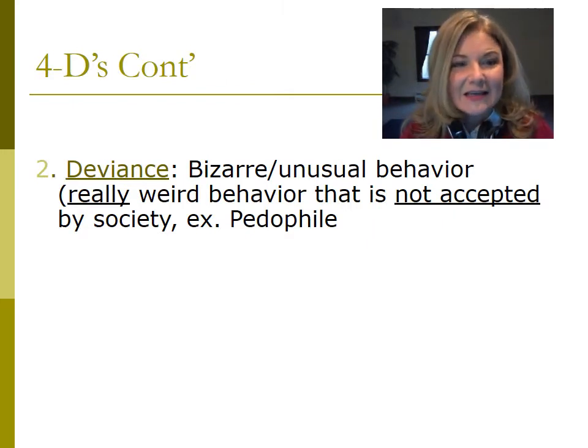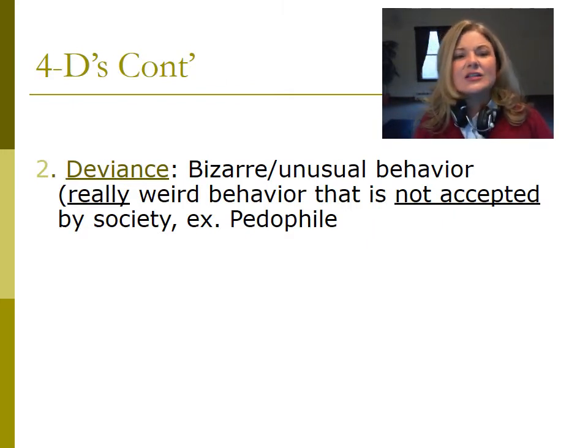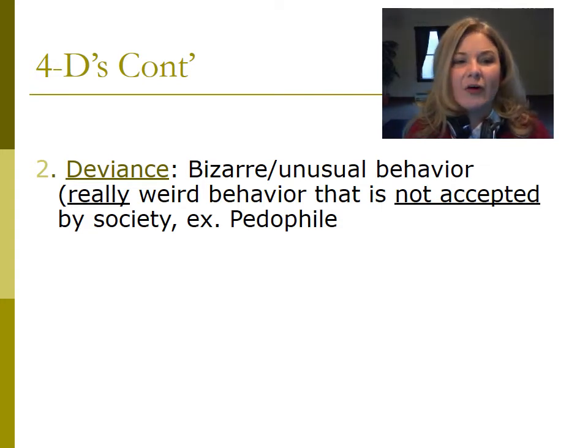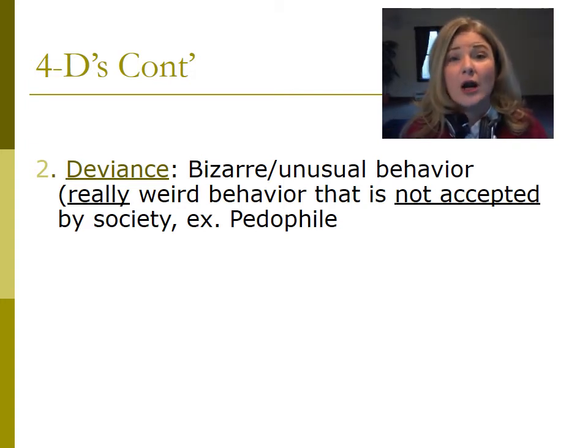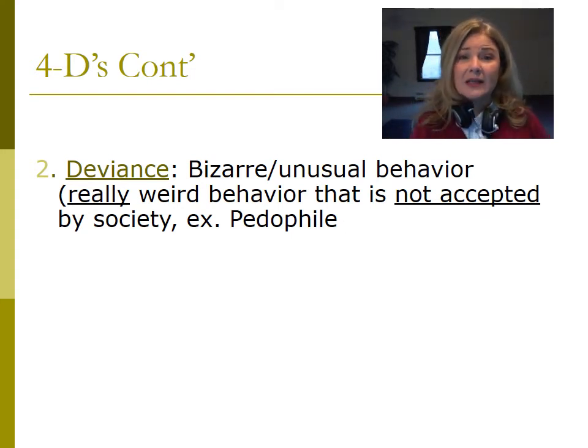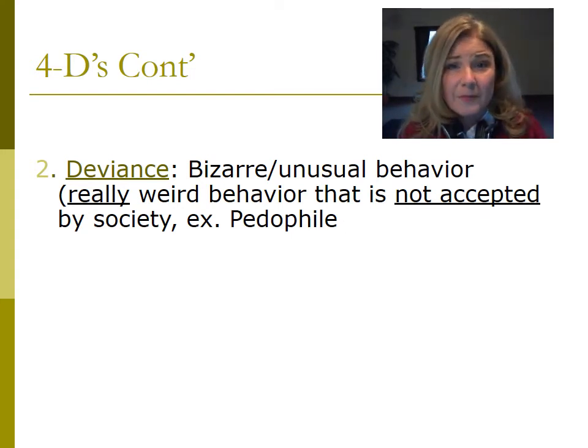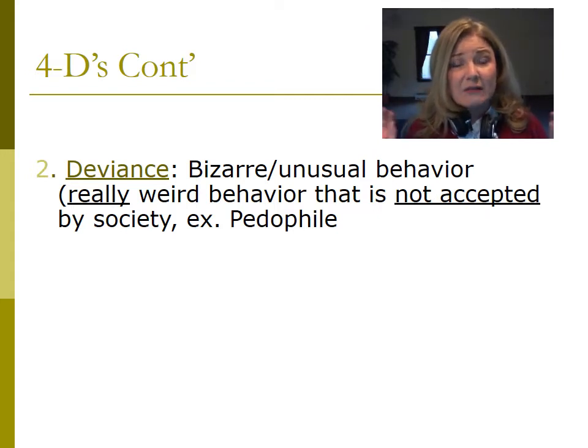The second D is deviance, and this has to do with bizarre or unusual behavior. This is such an important thing. If there's one thing I want you to leave this class knowing, and here I am telling you within the first 10 minutes, it's that people are allowed to be weird. People are allowed to do things that you wouldn't do. People are allowed to do things that are just really bizarre. And that doesn't mean that they are mentally ill. It doesn't mean that they have a disorder. People are allowed to be just weird.